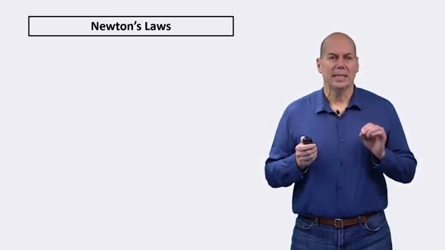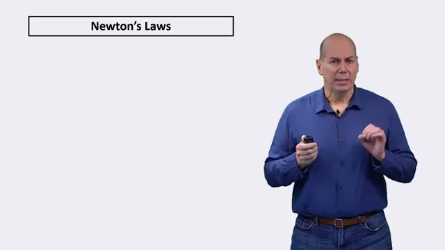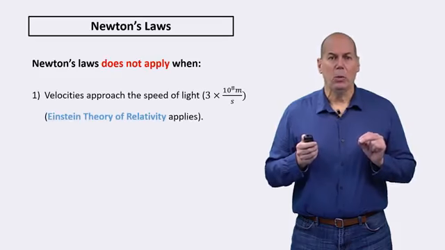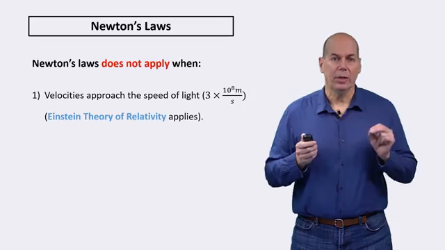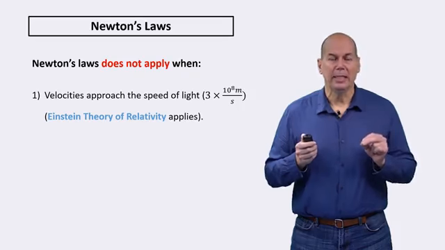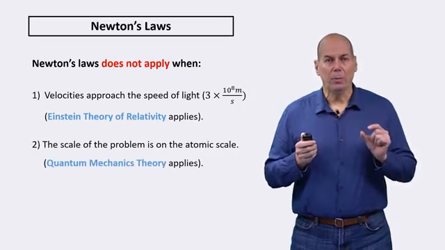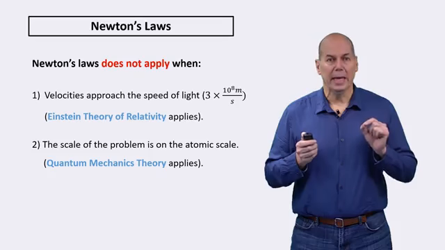Newtonian mechanics has certain limitations. First limitation is it does not apply when the speeds, the velocities involved, approach the speed of light. In that case, the theory of relativity applies. Or when the scale of the problem is on the atomic scale, in which case quantum mechanics applies.